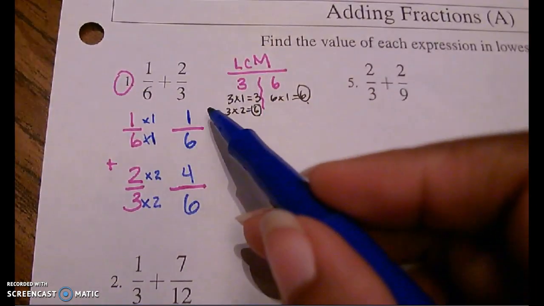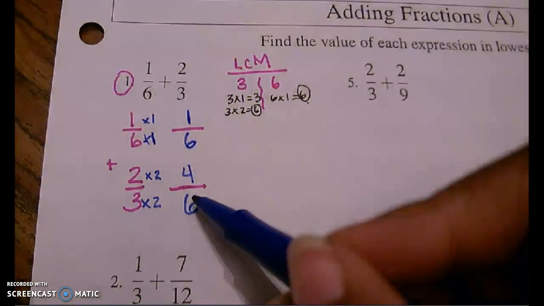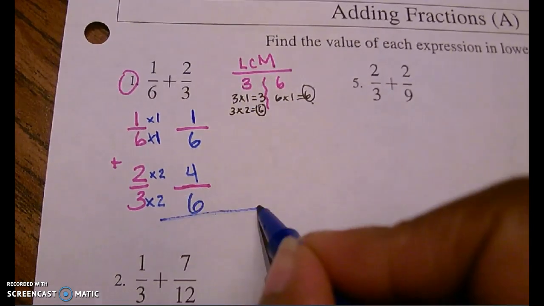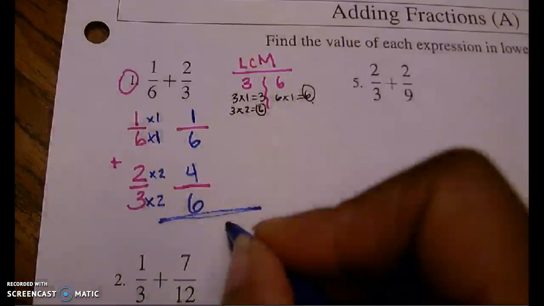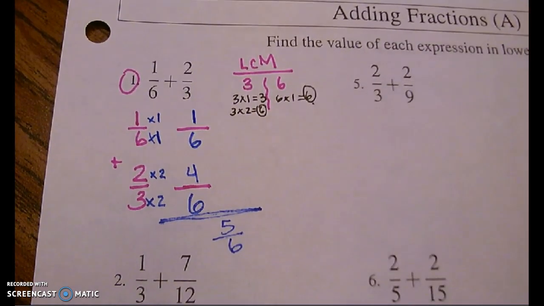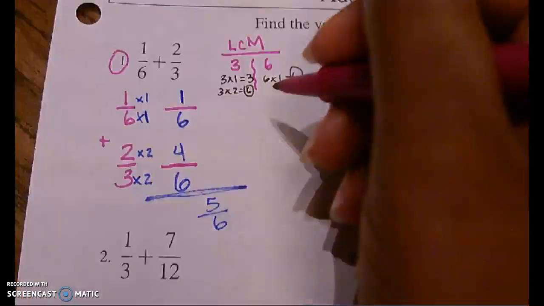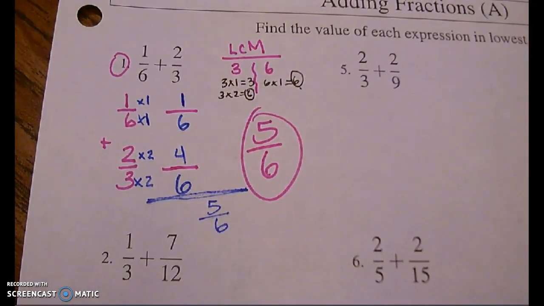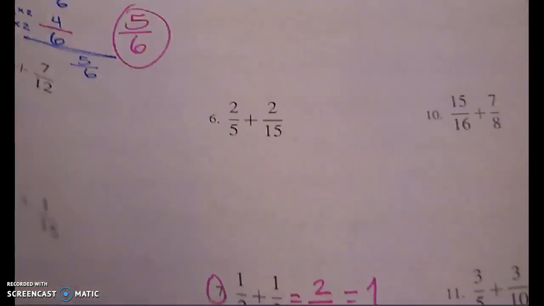Now my new problem is 1/6 plus 4/6. And if I add 1/6 plus 4/6, my final answer is going to be 5/6. Okay? And I will probably write that a little clearer over here. Alright? Make sure that when you have your answer, that you circle your answer and that you go ahead and move forward. Okay? Now, let's flip to the back.